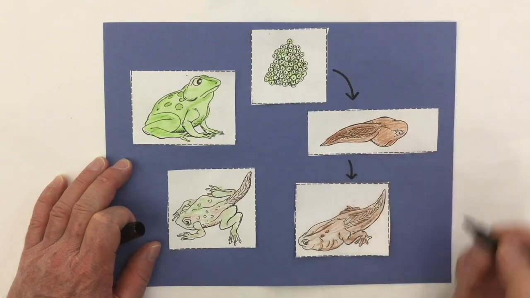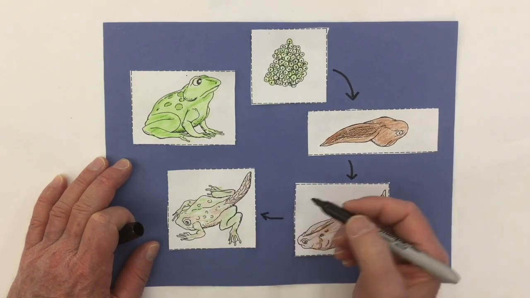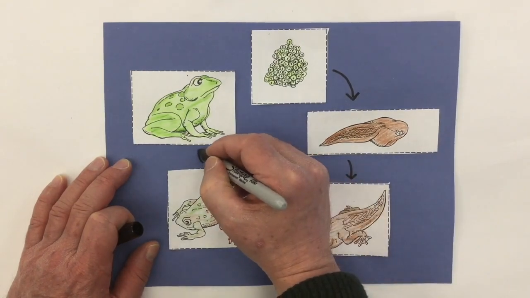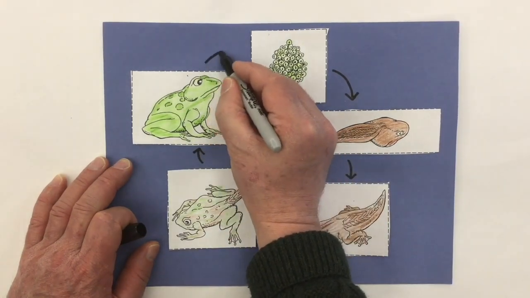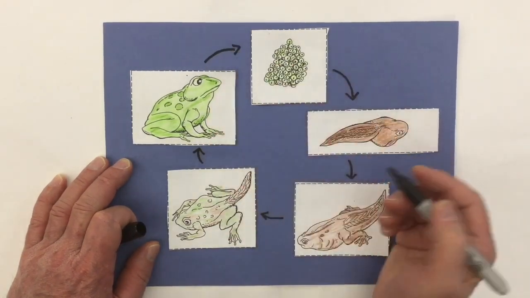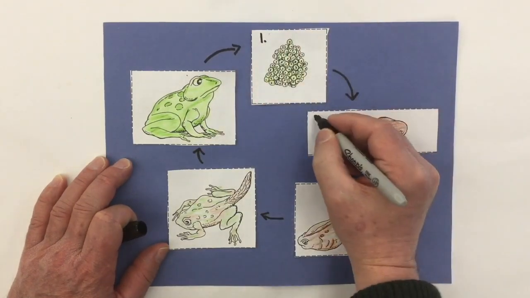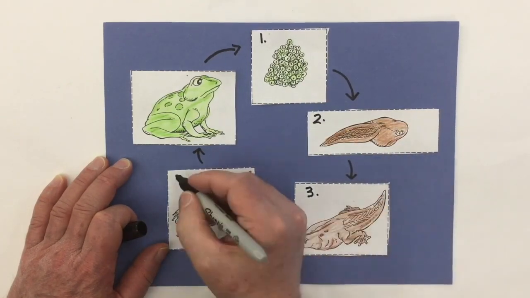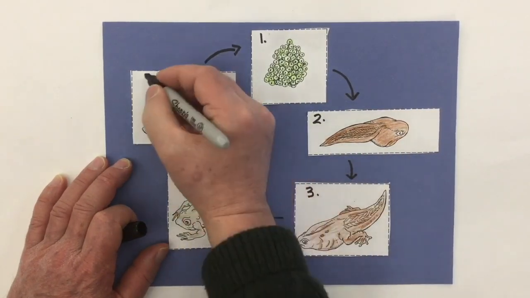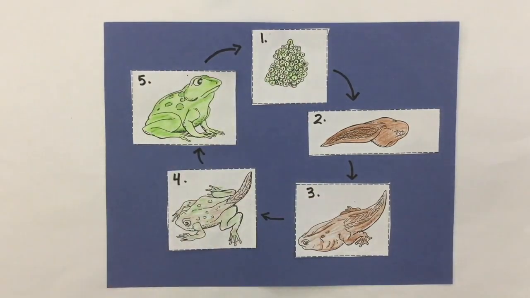Tadpole eventually grows some back feet. Then it grows some front feet. Then its tail falls off. Becomes a fully developed frog, which lays some eggs. And if I were to number these pictures, this would be picture 1, picture 2, picture 3, picture 4, and picture 5 for the life cycle of a frog.